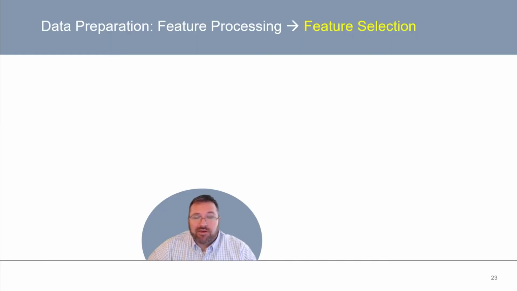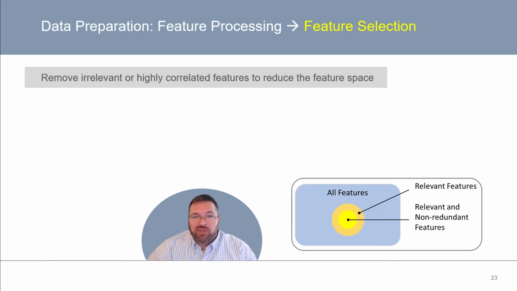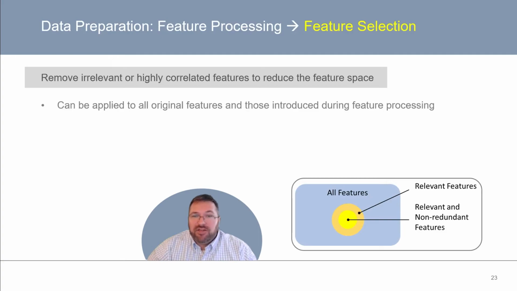The last element of feature processing and data preparation as a whole is feature selection. Feature selection refers to the removal of irrelevant or highly correlated, in other words, redundant, features in the dataset in order to reduce the size of the feature space that will need to be explored during modeling. Feature selection can be applied to all original features, as well as all new ones introduced during feature processing. In other words, features created in feature engineering, feature learning, or dimensionality reduction.